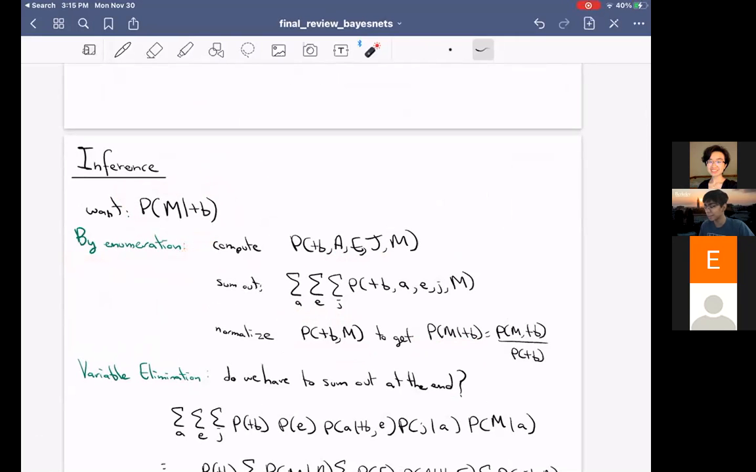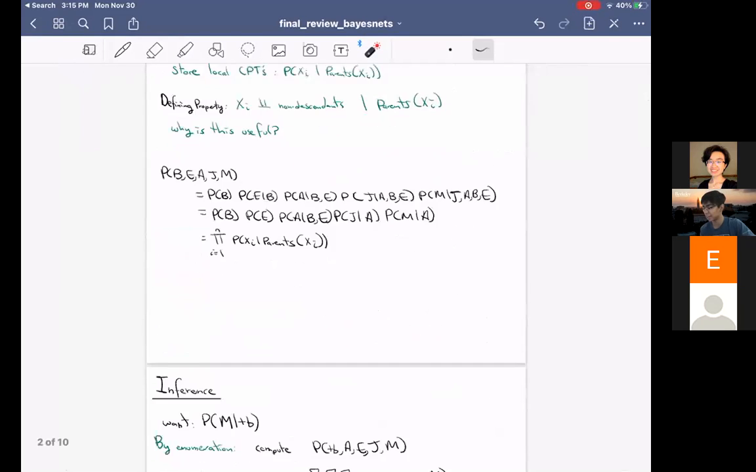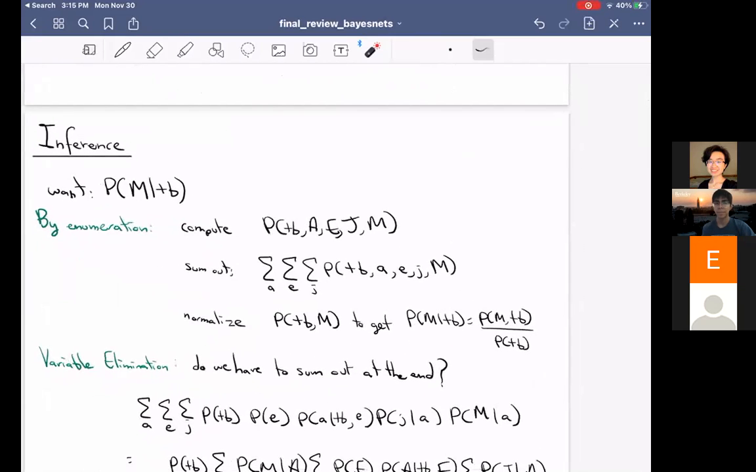But that's not really very much fun, because inference by enumeration makes you compute this entire joint distribution. And if you were able to store this joint distribution in the first place, then you wouldn't really have a Bayes net, right? You're not taking advantage of anything here. So there's a smarter way to do this, which is variable elimination.